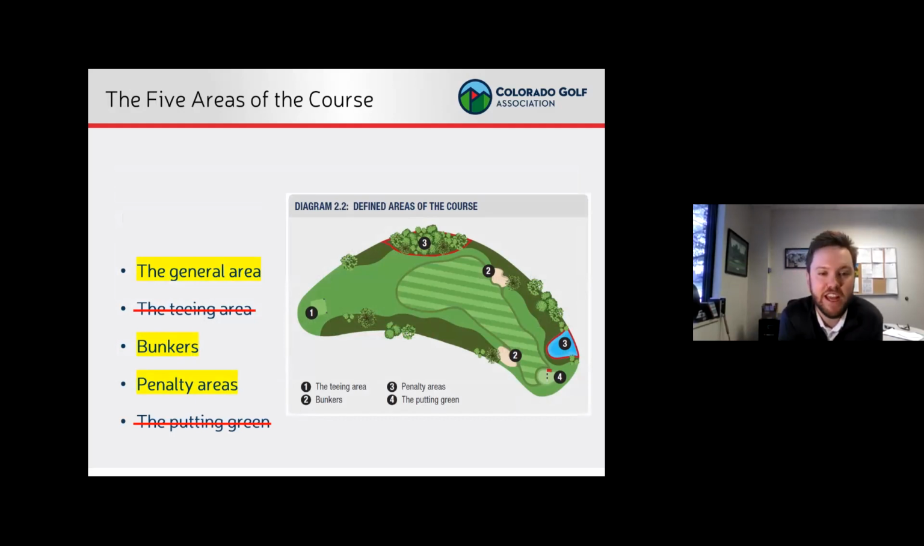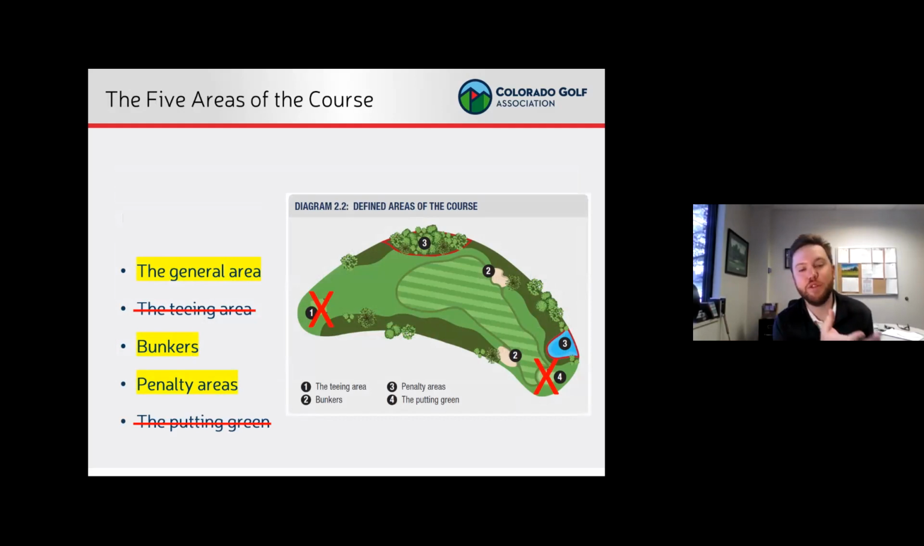Obviously, if the ball is lying not in one of these 5, it's off the golf course and it's out of bounds, in which case this doesn't matter. You're under stroking distance anyways. So this is applying very specifically to the general area, bunkers, or penalty areas. It's not applying to the teeing area or the putting green.